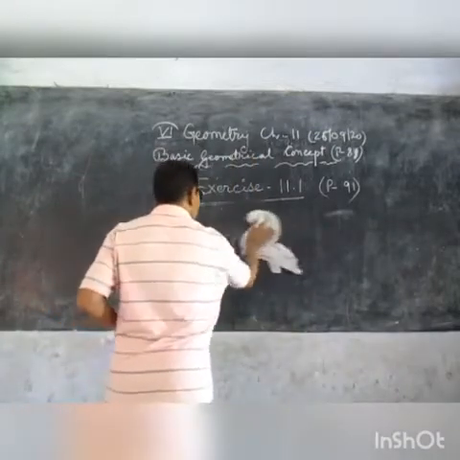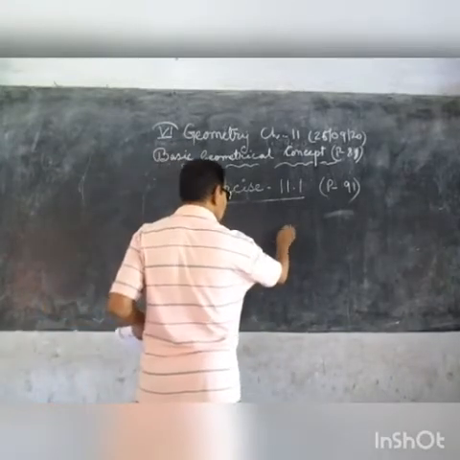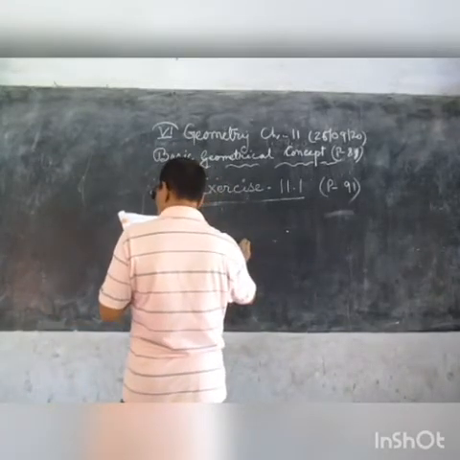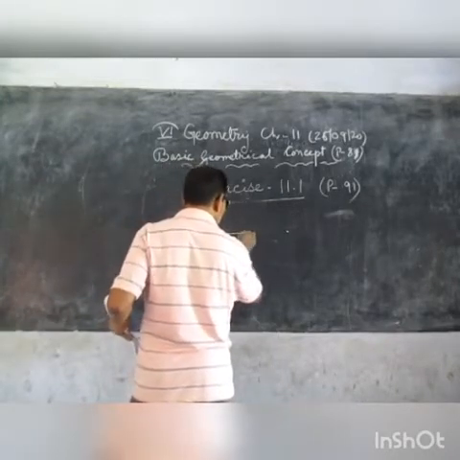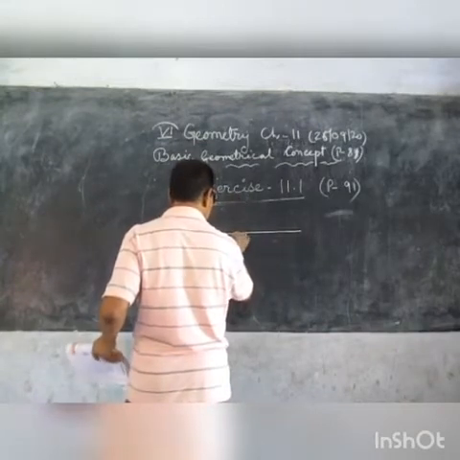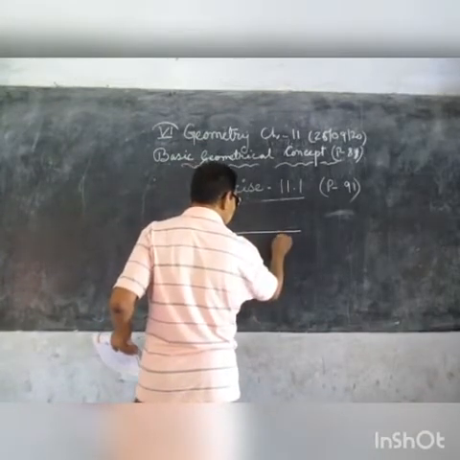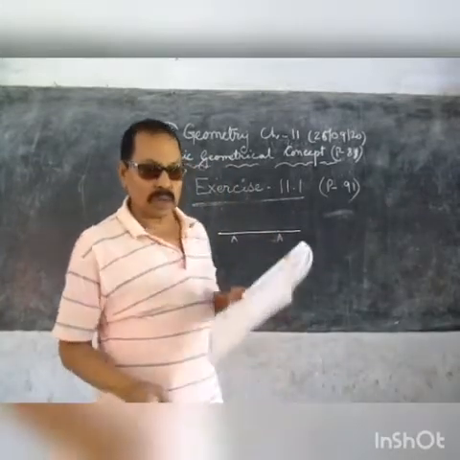Number 3, how many lines can pass through any two given points? One point is there, another point is there. So how many lines can pass through them? Only one line. Suppose this is A, this is B. Only one line can pass through two given points.